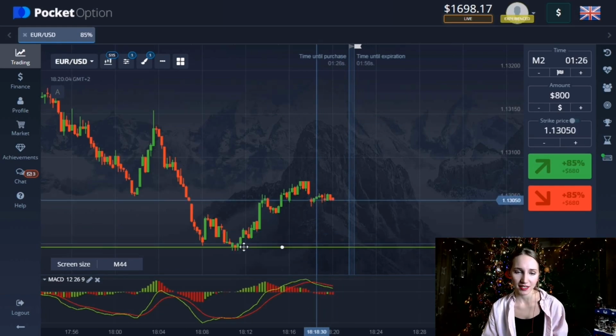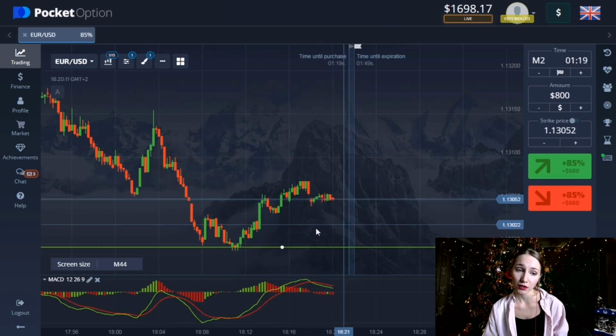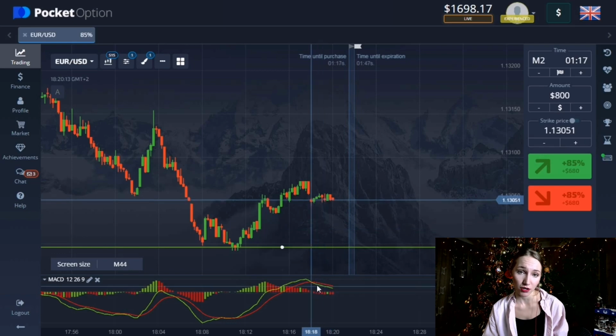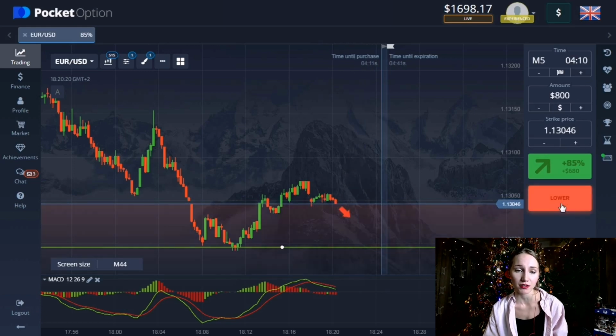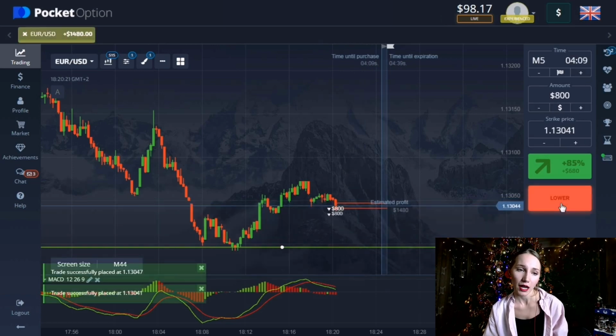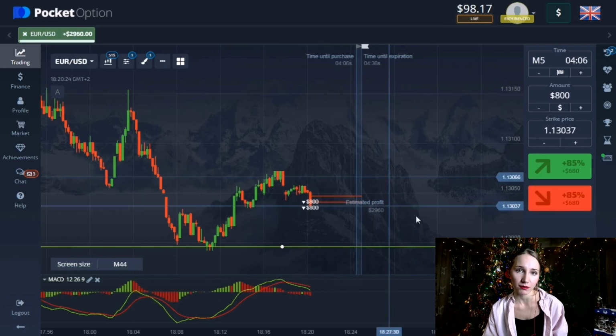So here we can see the support level, and also we can see that the general trend is down and the price maximum is getting lower. And also pay attention to our indicator, it's telling us that we should expect the price moving down. So in this situation, let's open a trade for 5 minutes but down, because the price has been moving quite slowly and we need to open a trade for 5 minutes with the reserve.